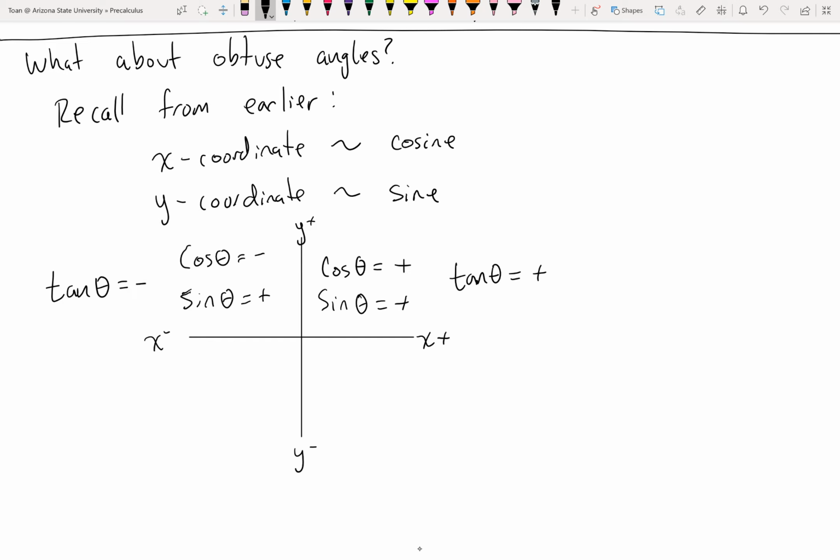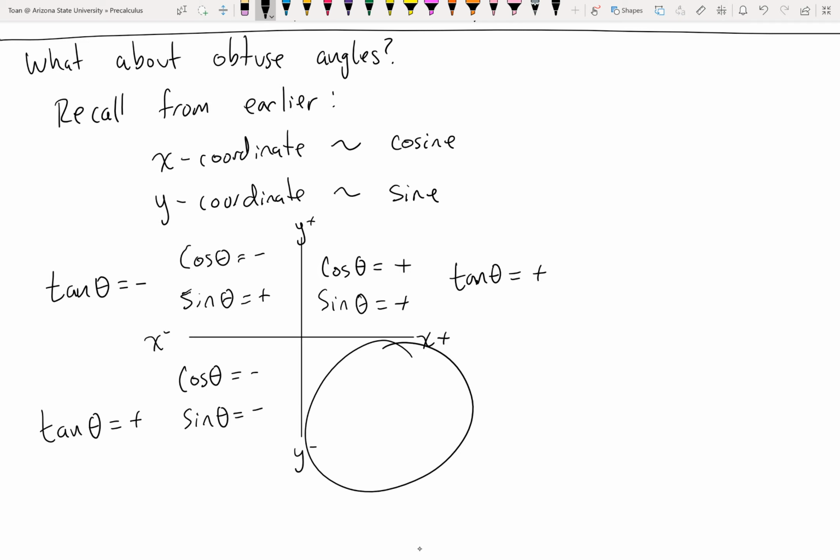Let's see if you can finish the chart before I do. In the third quadrant, x and y are negative, so both cosine and sine are negative. And since tangent is them divided by each other, negative divided by negative is a positive. In the bottom right quadrant, quadrant 4, x is positive, y is negative. So I know that cosine is positive, sine is negative. And of course, if I divide them to get tangent, I get a negative.